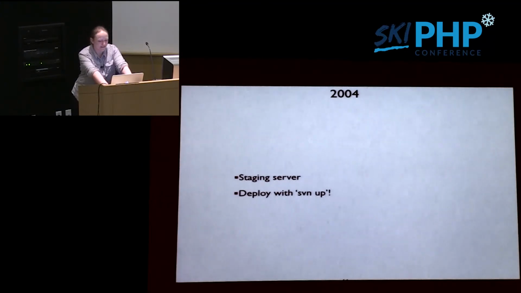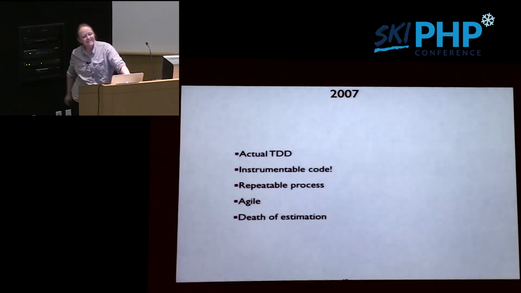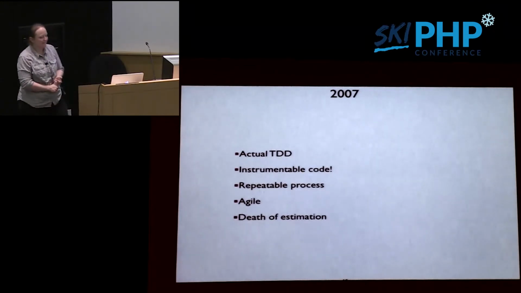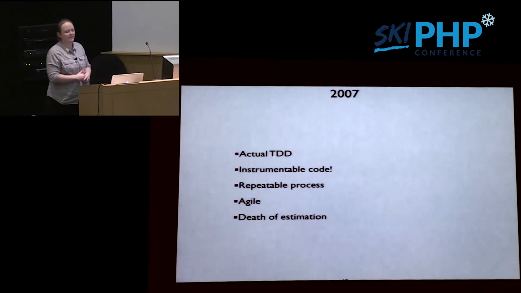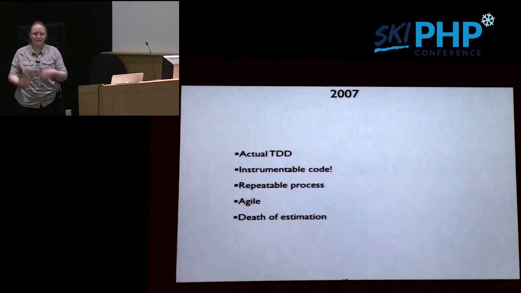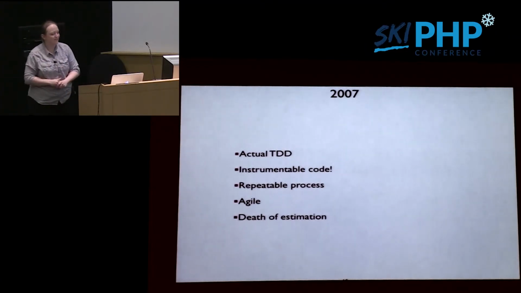Probably one of the worst moments of my professional career, but that's okay. 2007, we had test-driven development. We had instrumentable code, right? Stuff where it was actually designed to be measured. You had a process that you could repeat, right? Like you knew roughly how hard and how long it was going to take you to ship a release.